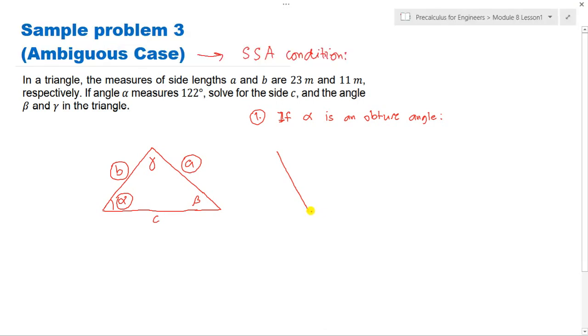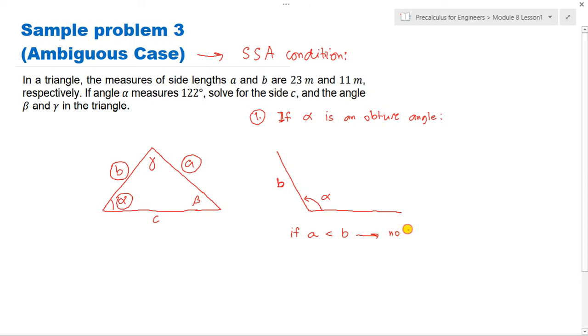Our alpha is this alpha, so alpha is now an obtuse angle, and this is our beta. This is side B, not beta, side B. Now if our side A is very small compared to side B, that is, if A is less than B, is there a triangle that will be generated?